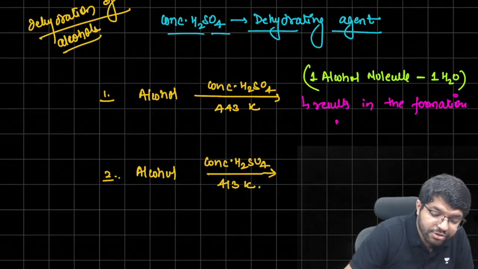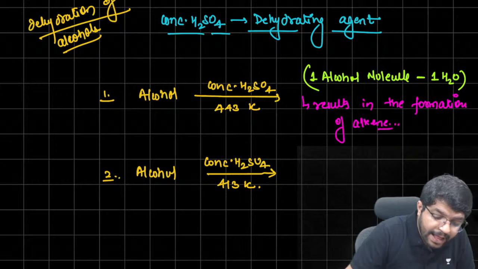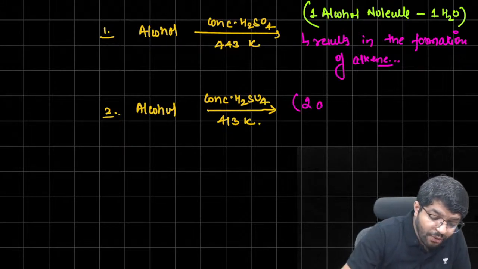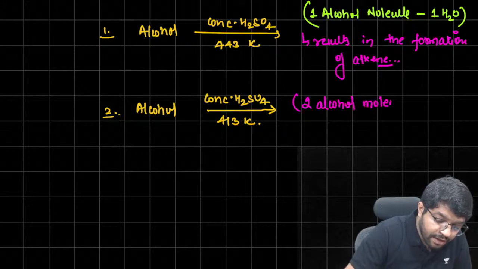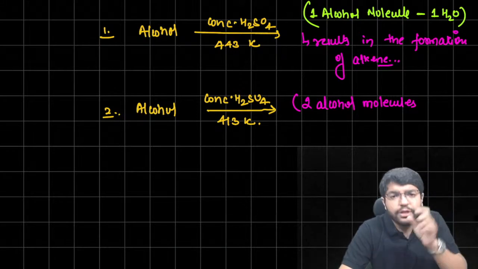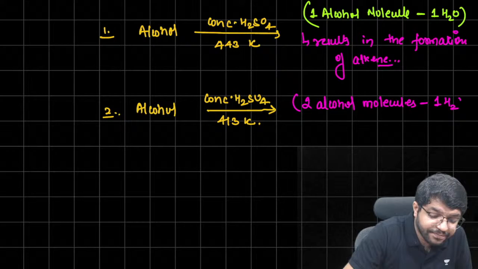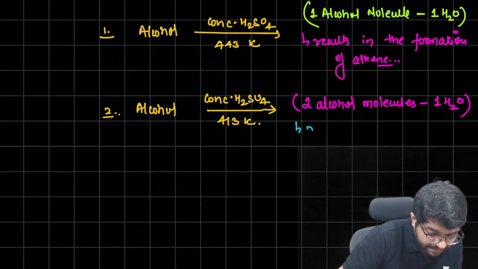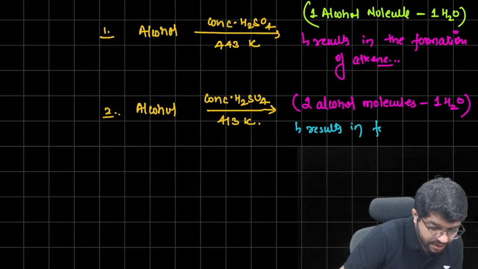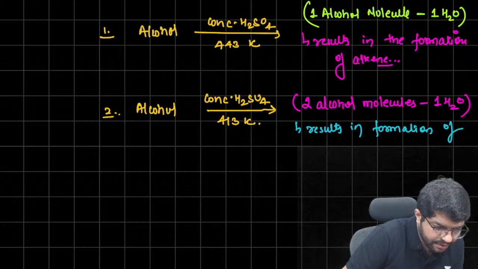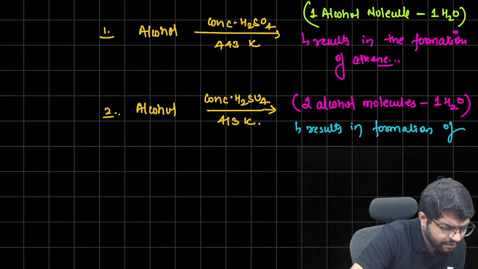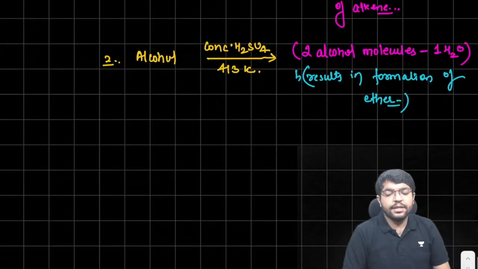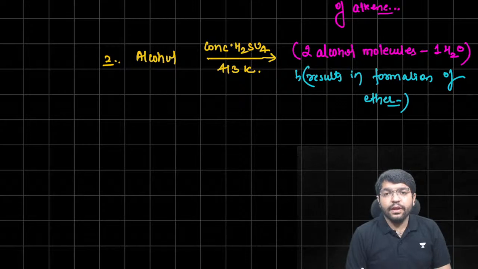I will talk about the mechanism also here in the next 2 minutes. Whereas at 413 Kelvin with conc H2SO4, two alcohol molecules minus one water results in the formation of ether.